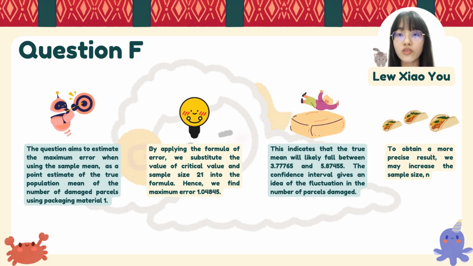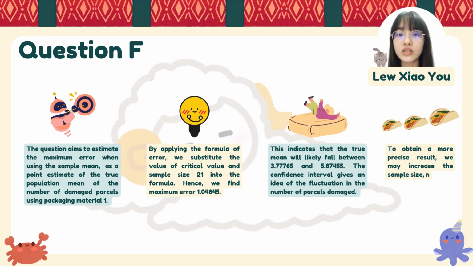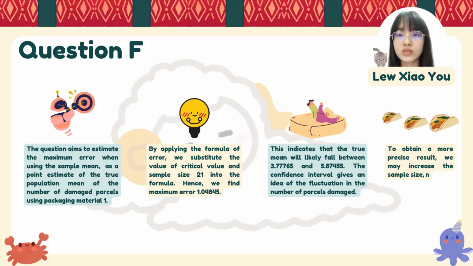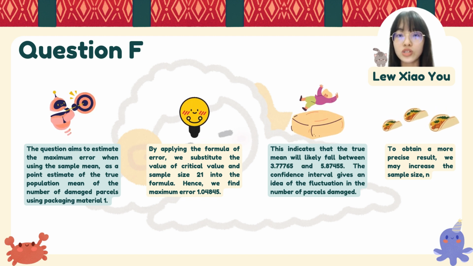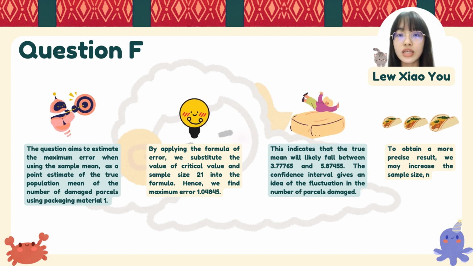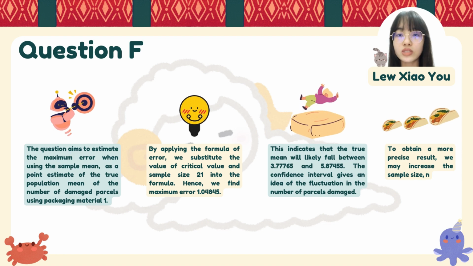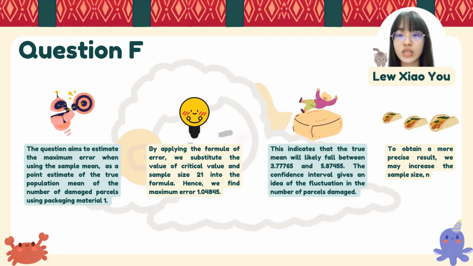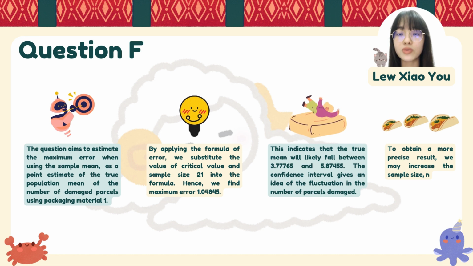A relatively narrow range indicates that the sample data is good for estimating the true population mean. However, this result is dependent on the assumption that the sample is representative of the population. The population is normally distributed and the sample size 23 is sufficient to justify the use of the t-distribution. To obtain a more precise result, we may increase the sample size. In short, this analysis shows the importance of monitoring packaging quality to reduce damage rates and maintain customer satisfaction.